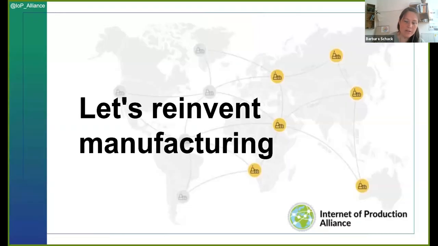I want to start off by getting us all together on a sort of paradigm shift. We all here want to reinvent manufacturing. We want to think about the possible futures of what manufacturing in the world could look like. And actually what we're going to talk about is what this future already looks like today.